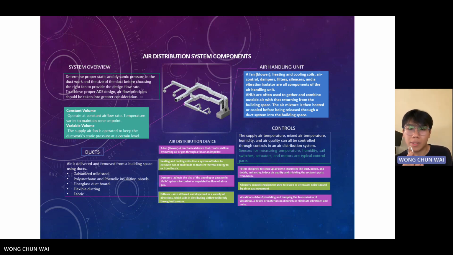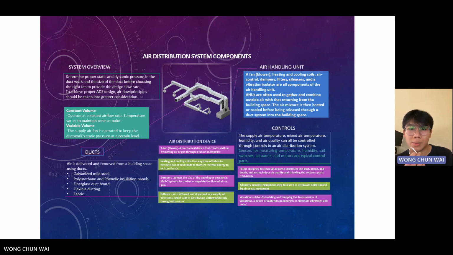So there are a lot of types of duct, which are galvanized mild steel, fiberglass, or fabric duct. It is to deliver air and remove the air by using the duct. So the supply air temperature, mixed air temperature, humidity, and air quality can all be controlled through the control. The sensor for measuring temperature, humidity, everything, is used to control that.